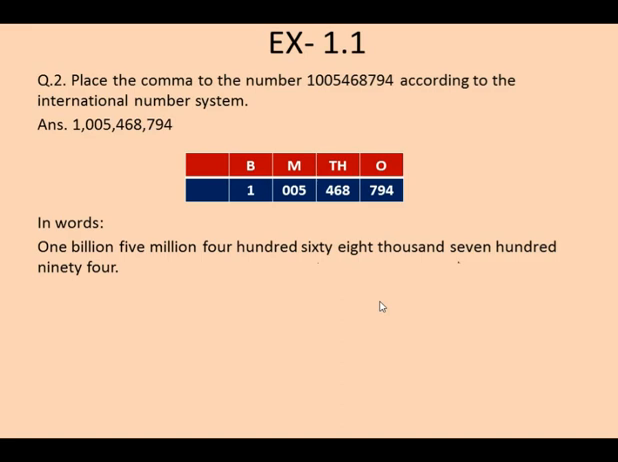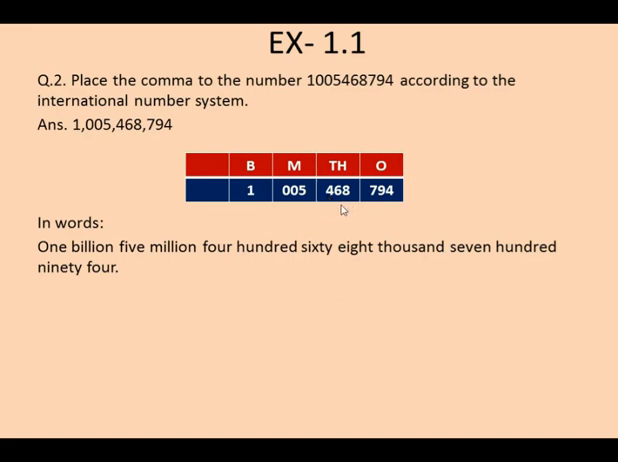1,05,468,794. Here you need to be careful, students, about one thing: while writing in the Indian system, after the group of 3 digits from the right, the last 3 digits, we take 2 digits and we read the numbers as ones, tens, 100, 1000, 10,000, lakh, 10 lakh, crore, 10 crore. But how do we read the numbers in the international system? Ones, tens, 100, then 1000, 10,000 and 100,000. In the Indian system we do not take 100,000.